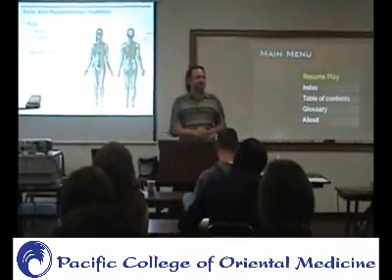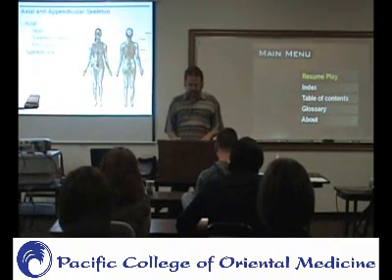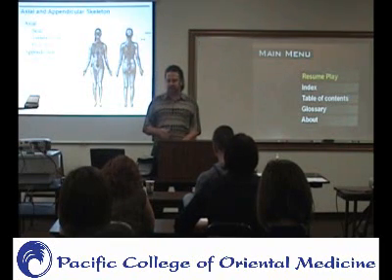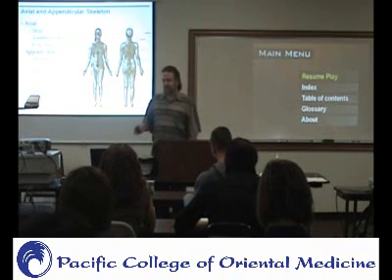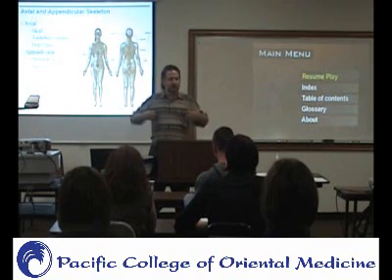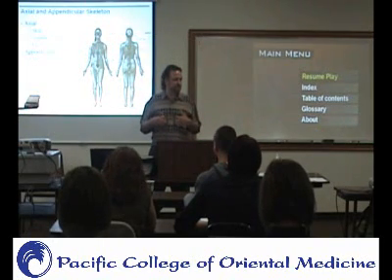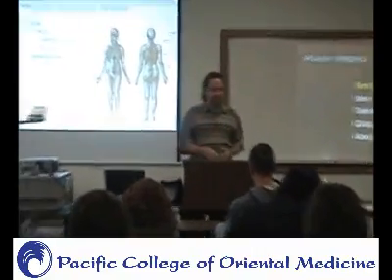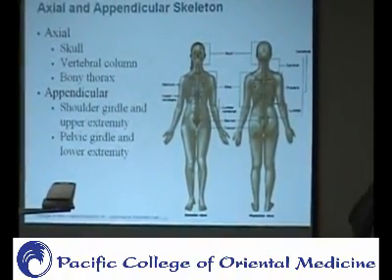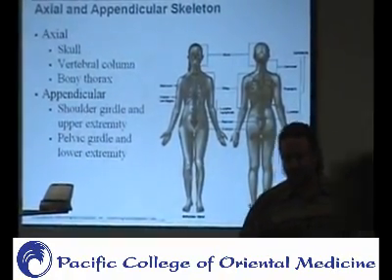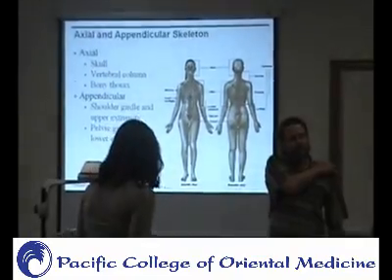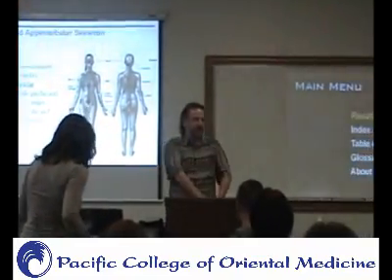Basically, the skeleton is divided into two parts: the axial skeleton and the appendicular skeleton. What we're going to be covering now is the axial skeleton. The axial skeleton consists of the skull, the vertebral column, and the bony thorax, which is pretty much the ribs. It includes the sacrum, but the actual pelvic bones are part of the appendicular skeleton. The appendicular skeleton is the shoulder girdle, which is the clavicle and the scapula, and then the bones that come down from that, the upper extremity.